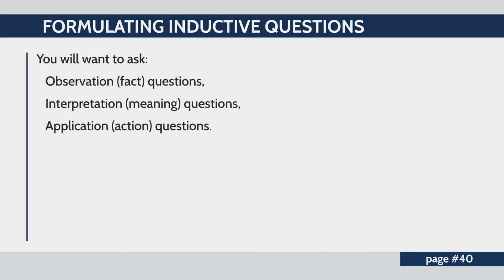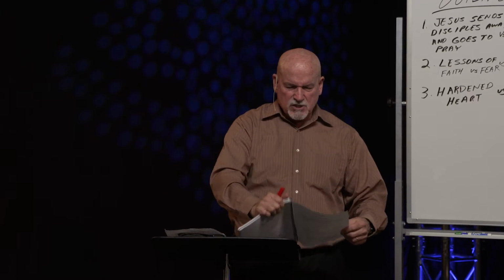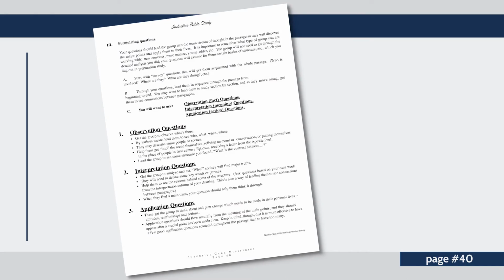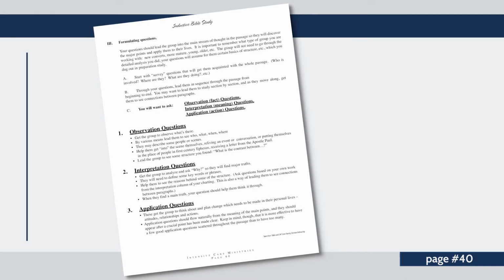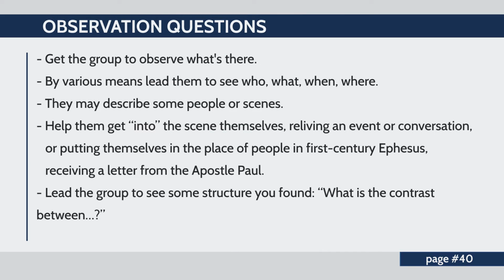You're going to ask three kinds of questions in this. You're going to ask observation, fact questions. Then you're going to ask interpretation, meaning questions. And then thirdly, application, action questions. How are they going to apply this to their lives? All right, and so you're going to ask three kinds of questions. And notice on the next page there, you've got some more information about how to ask observation questions, interpretation questions, and application questions.